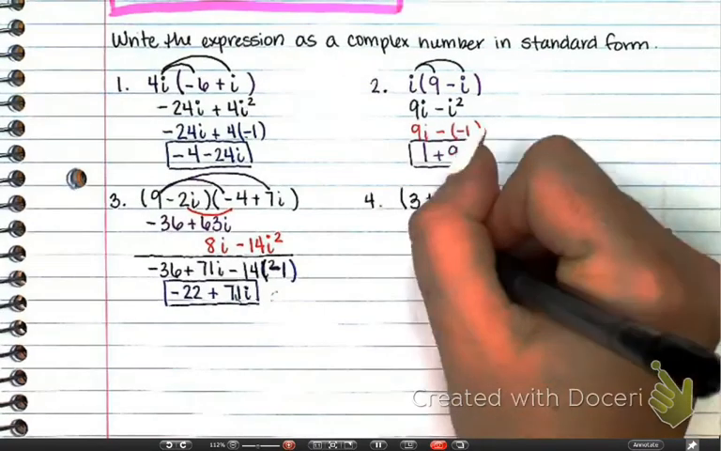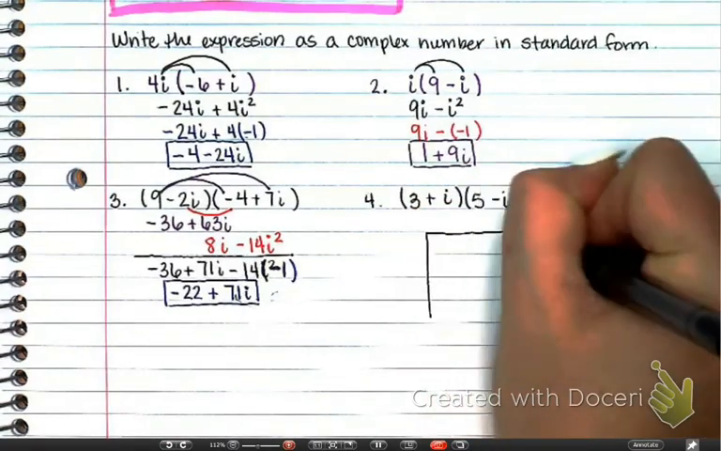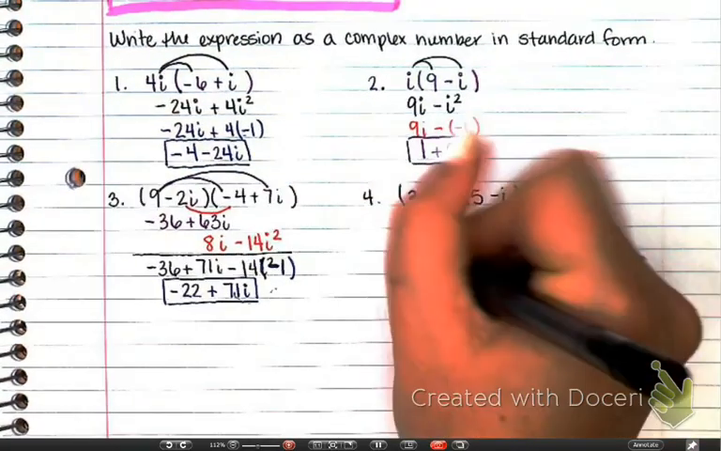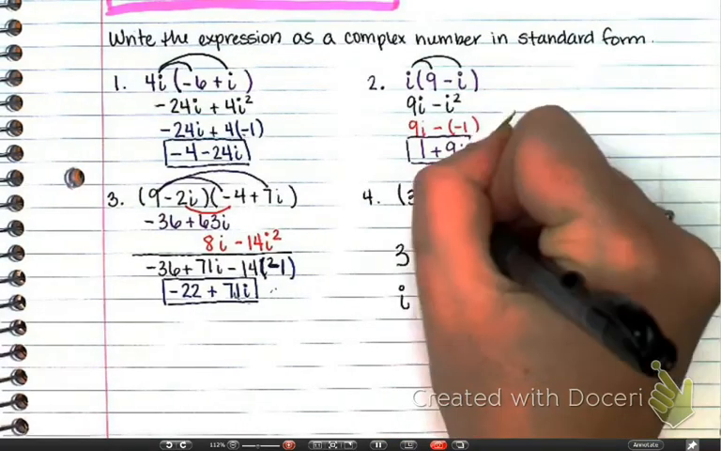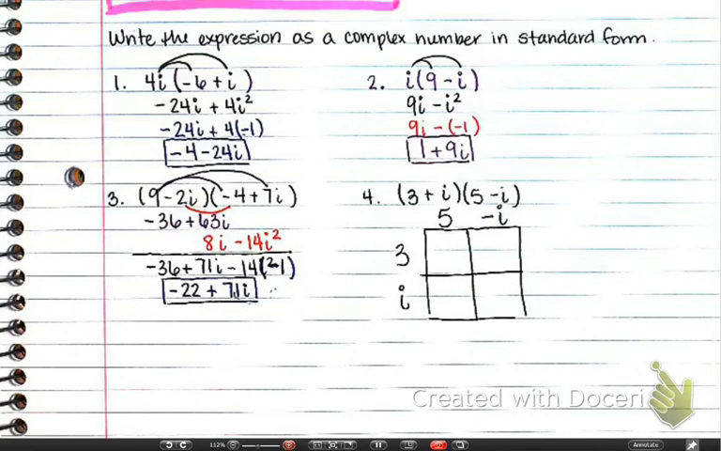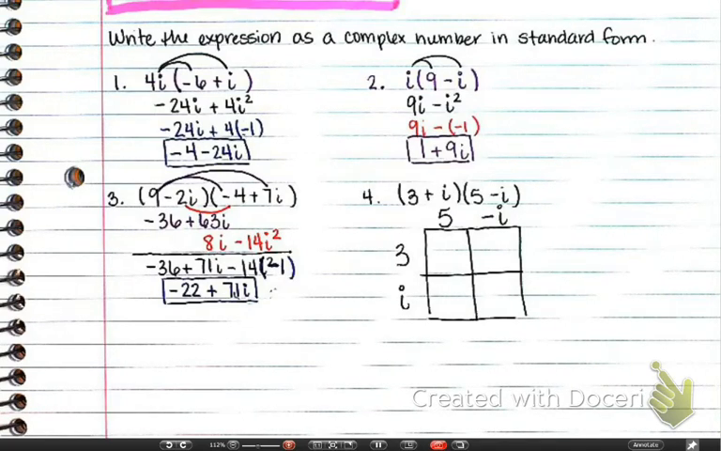Okay, so if I use the box, and if you don't want to use the box, don't use the box. I have a 3 and an i and a 5 minus i. How do we get in the box? We multiply.